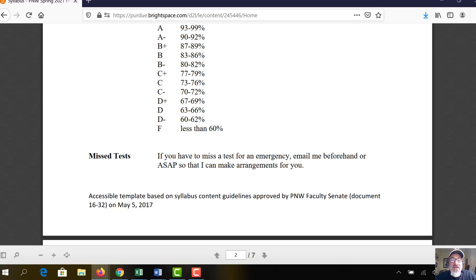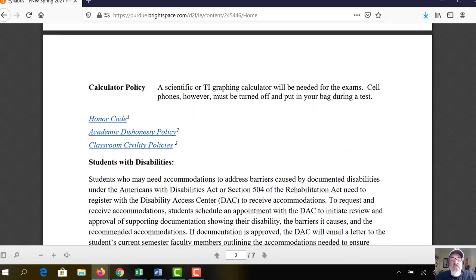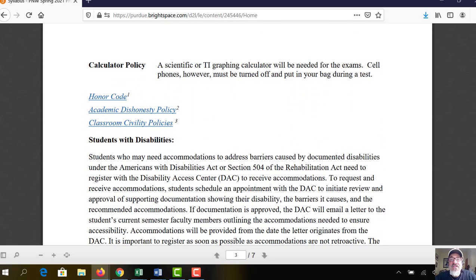Okay, very good. Calculator policy: you definitely need to have a scientific calculator. It doesn't have to be anything really fancy. I have a TI-36X that I've had for years, and that seems to do the job pretty well. So the first test will probably be an online test. After that, hopefully when we go to hybrid, we will be having a test in person. Once that happens, you cannot use a cell phone as your calculator. Okay, so keep that in mind.